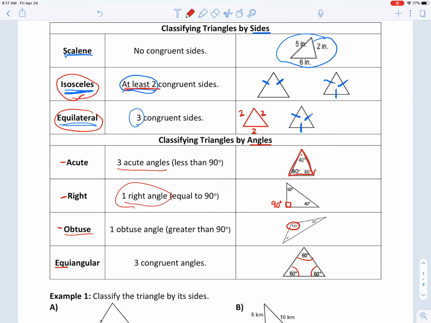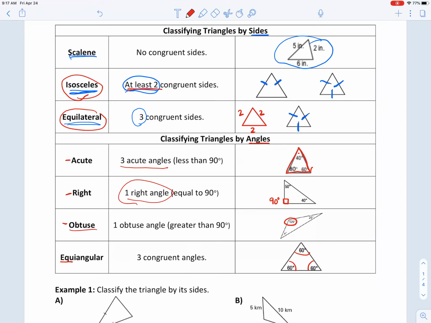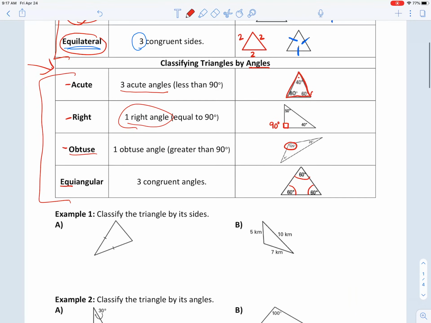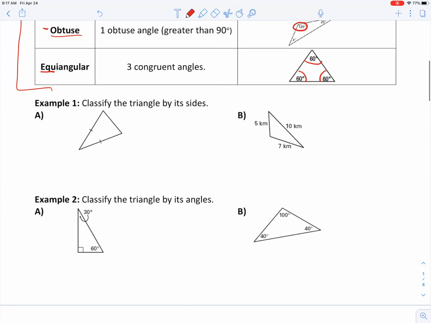It is worth noting that we can describe triangles using both of these. We can describe them by their sides and by their angle measures. So just in case a question ever asks you that, you can use a word from the top section, and you can also use a word from the bottom section.